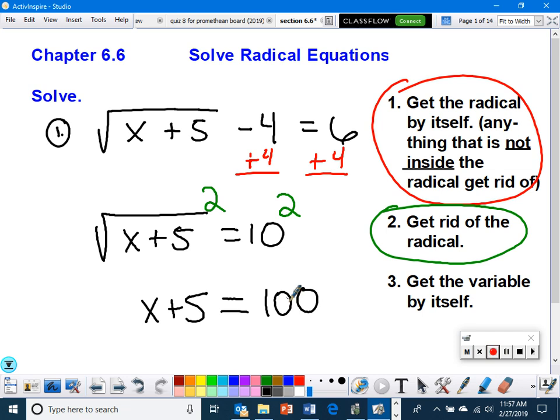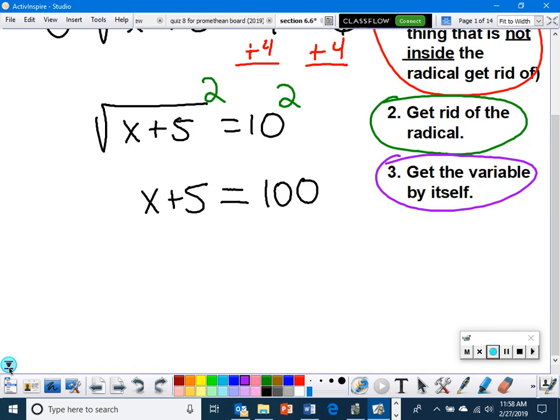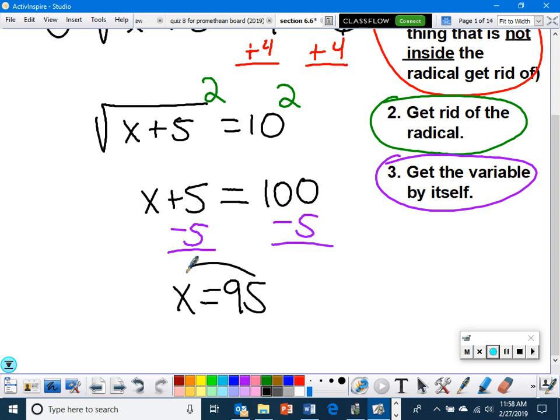And then the last step, just like any equation, our goal is to get the variable by itself. We are going to subtract 5. So our answer to this problem is x equals 95. All right, let's go to the next one.